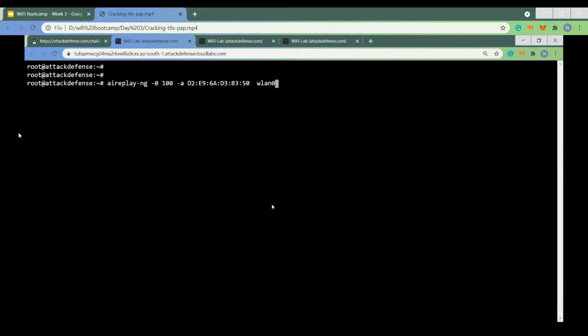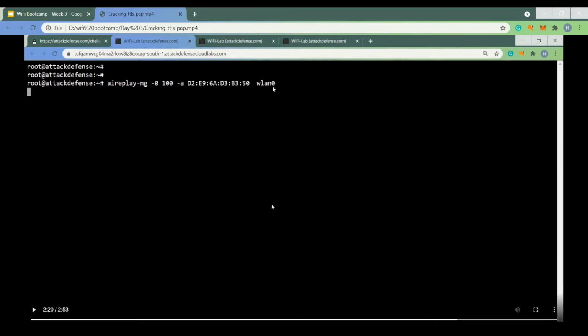-a is to define the BSSID of the target network. Then we are directly using wlan0. wlan0 is on channel 6. That's why it is directly working. If it is not on channel 6, then it won't work. Also, in this case, this command will disconnect all the clients that are connected to this specific BSSID. But in this case, there is only one client. That's why we are not caring about it.